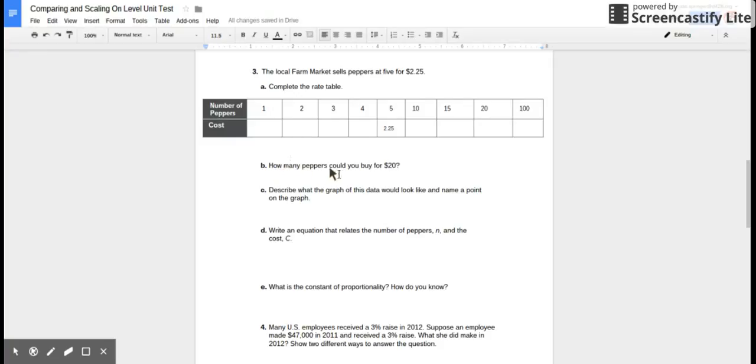So how many peppers could you buy for $20? Well, again, you're going to need to set up a proportion. You can either use your original rate on one side, or you can use your unit rate for one side of the proportion. And notice I was asking for how many peppers for $20. Well, when you fill in your rate table, you're going to notice that there is no $20 on your rate table.